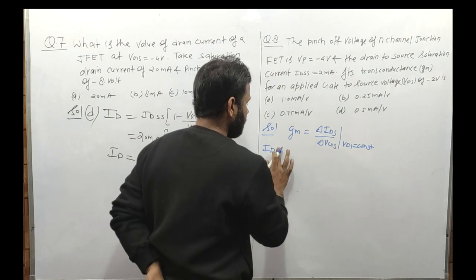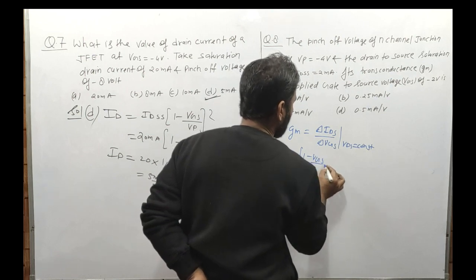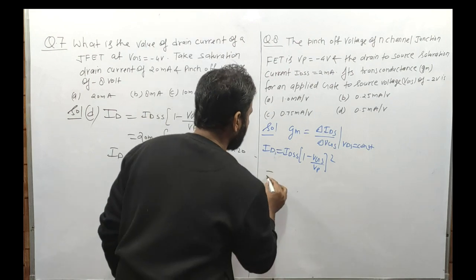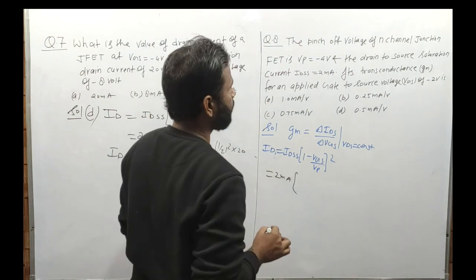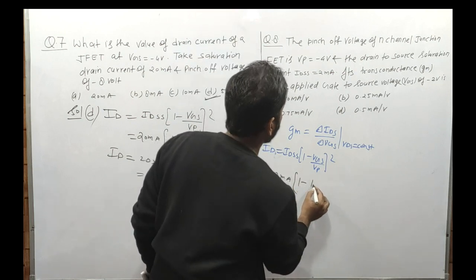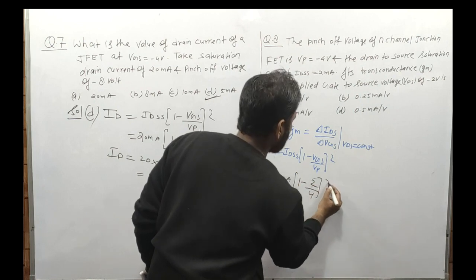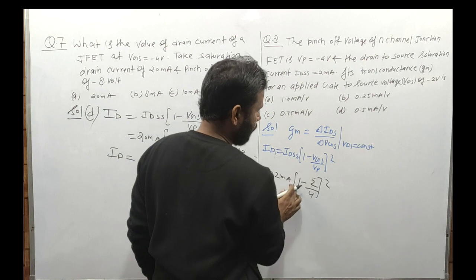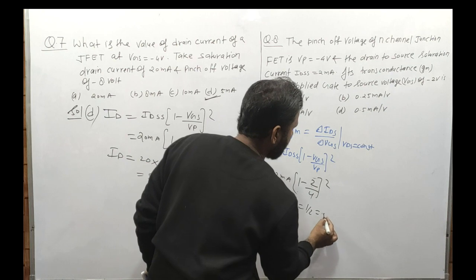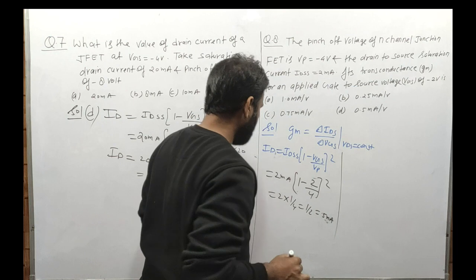ID equals IDSS times (1 minus VGS upon VP) whole square. Let's solve this. So IDS is how much? 2 milliampere, 2 milliampere. Then VGS is how much? VGS is minus 2, so it is plus, and VP will stay minus. So it is 2 upon 4 squared. So 1 minus 1/2, 1/4. So 2 into 1/4. So it is 1/2. So it is 0.5 milliamp. It is not ampere, it is in milliampere. Clear? So the value of ID has come.